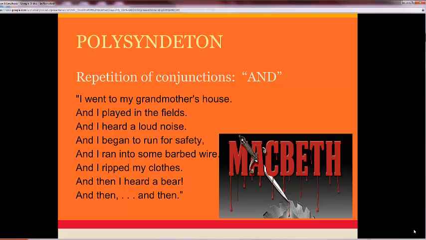You might use polysyndeton to describe the amount of work you have for this course. I have to write journals and listen to videos and take notes and draft essays and submit those essays. You can hear the emphasis of the number of items in that list.